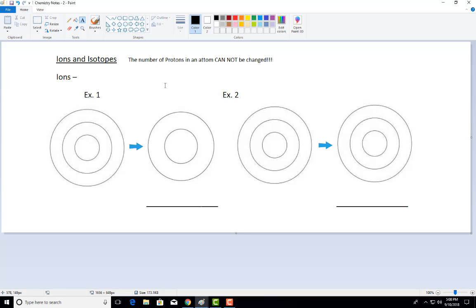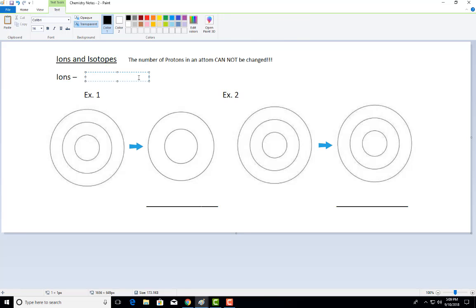Okay. But that's the protons. There's two other things in there: electrons and neutrons. Well, we can change the number of electrons and we can change the number of neutrons. So isotopes and ions are changing one or the other. So ions, what are we changing here? What's going to change in an ion? Are we changing electrons? Are we changing neutrons? Well, this is a change in the number of electrons.